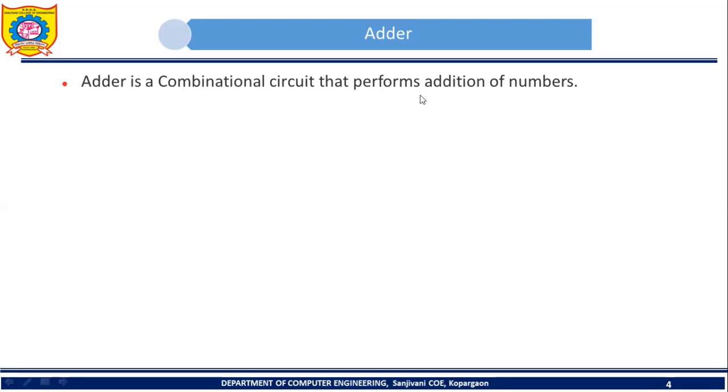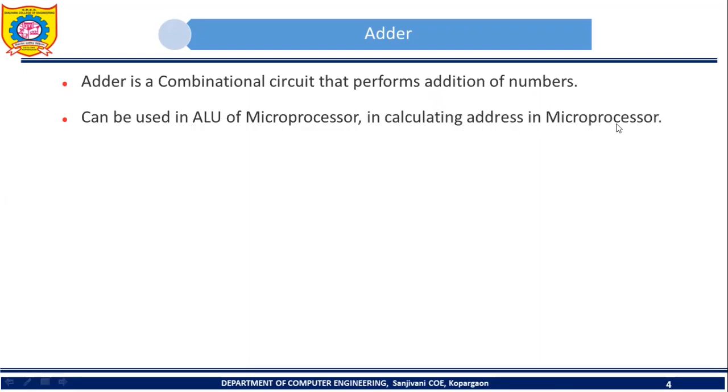So what are applications of adder? Here adder can be used. So we will find adder in almost each and every digital circuit. For example, adder can be used in ALU of microprocessor. Adder can be used in calculating addresses in microprocessor.